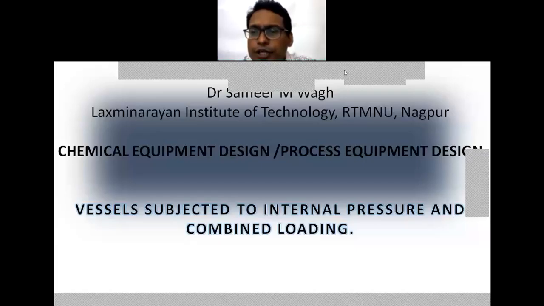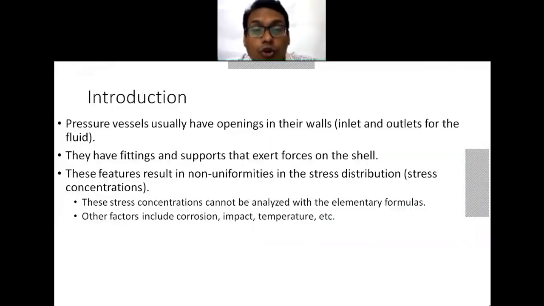So dear students, I welcome you to today's lecture related to vessels subjected to internal pressure and combined loading. Basically, pressure vessels are subjected to various loads, not only internal pressure. Internal pressure is one of the various loads that act on the pressure vessel, but in addition to that we have different fittings attached to it, and these are the supports.